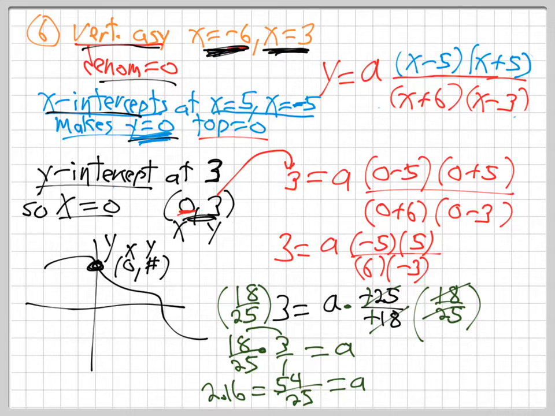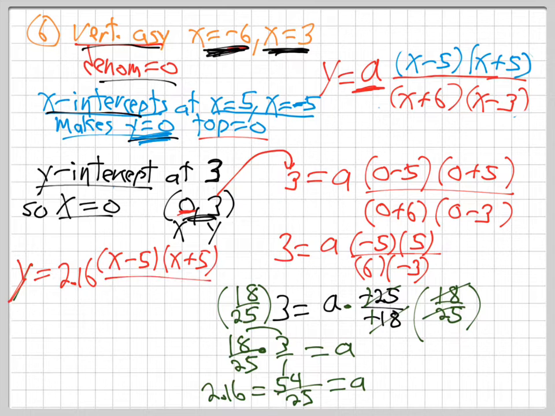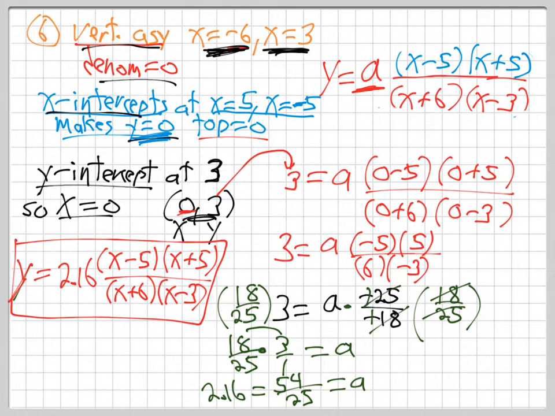2.16, so A is 2.16, so we found it. So putting this all together then, our function is y equals 2.16, because the A goes in the front, times (x minus 5)(x plus 5) over (x plus 6)(x minus 3). That's what it's got to be.